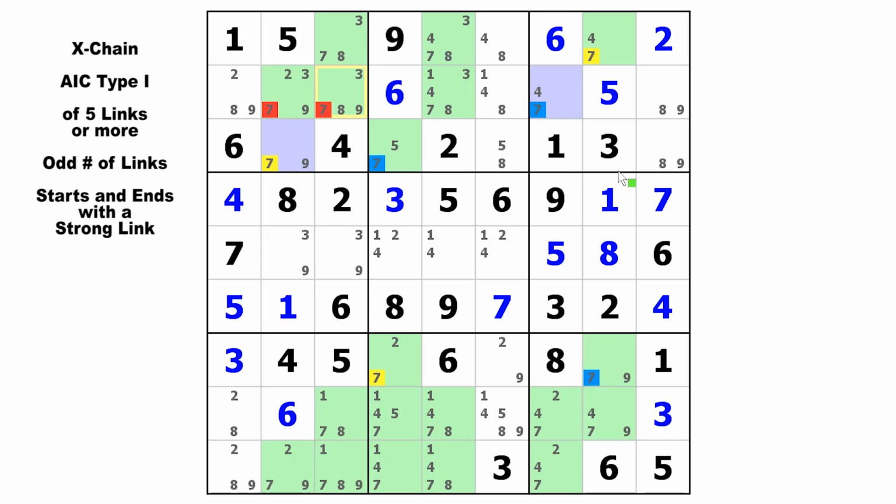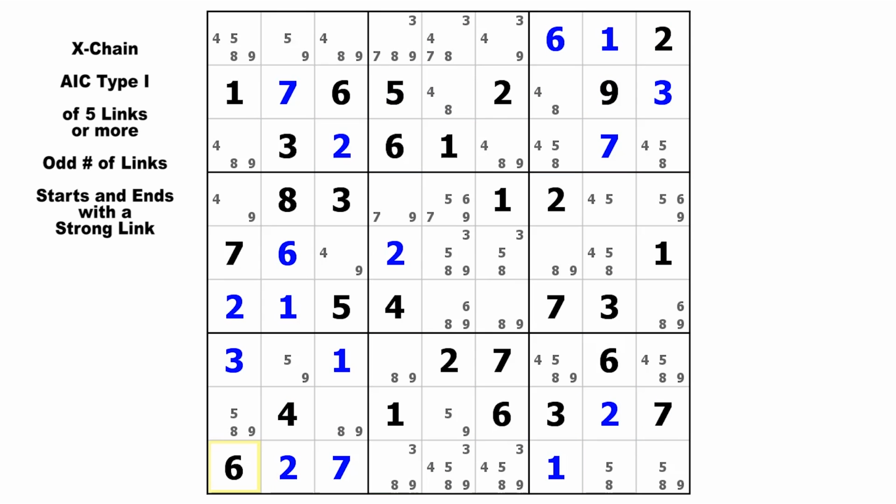Now notice that these 3 cells can see both ends of the chain, but there cannot be a candidate 7 in there because that would negate the conjugate pair that's in block 3, and it would also negate the conjugate pair in row 3. So there can't be any 7s there. The only 2 that we can eliminate are here and here. All right, let's go to the next one.